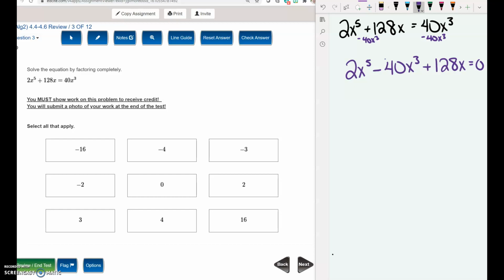So now we have 2x to the fifth minus 40x to the third plus 128x. We need to factor out the greatest common factor. It'd be really helpful if we could divide everything by 2, and I think we can, and we need to divide everything by an x. So we're dividing everything by 2x. We're factoring that 2x out. 2x to the fifth divided by 2x, we'd be left with x to the fourth. Negative 40 divided by 2 is negative 20. We're taking one of the x's out, so we'd still have x squared. 128 divided by 2 is 64, and we're taking the x out.